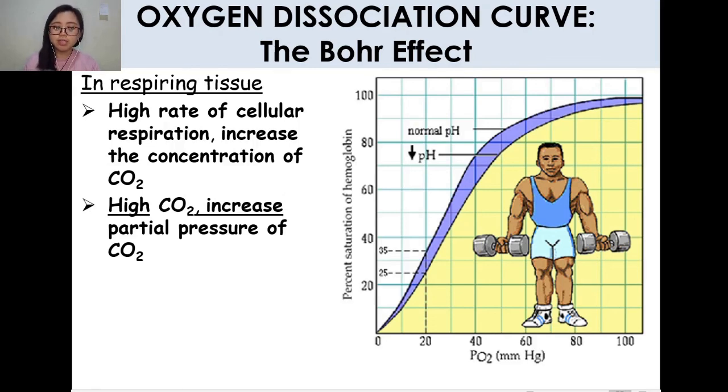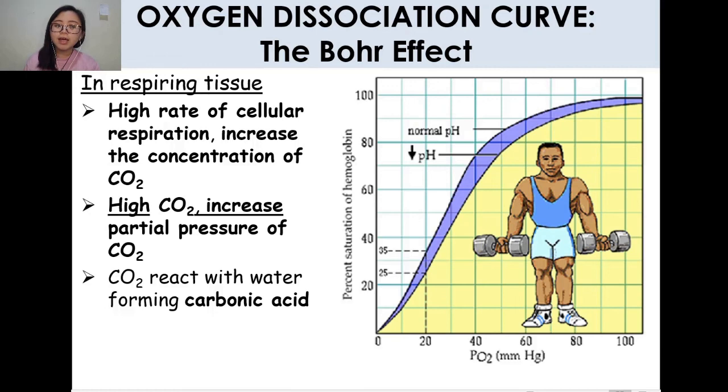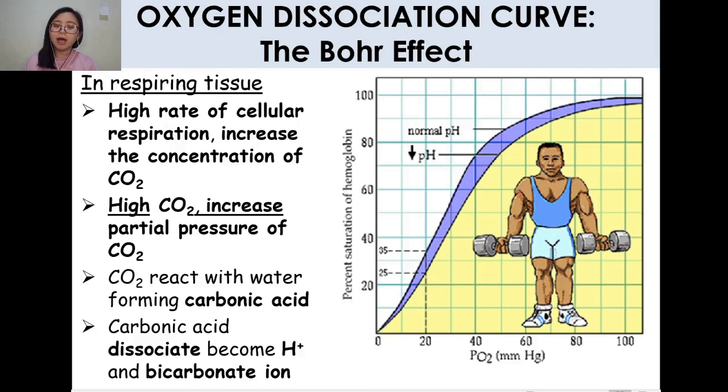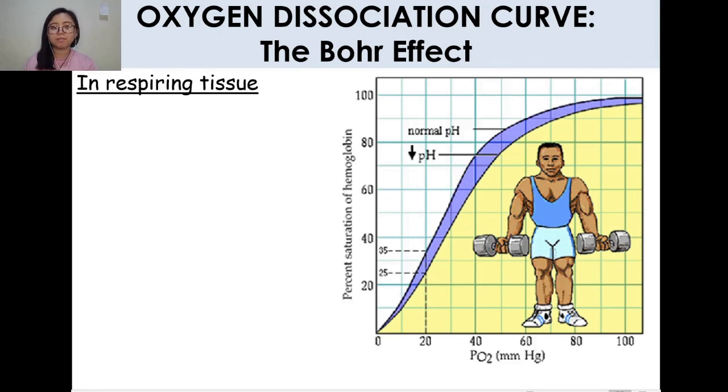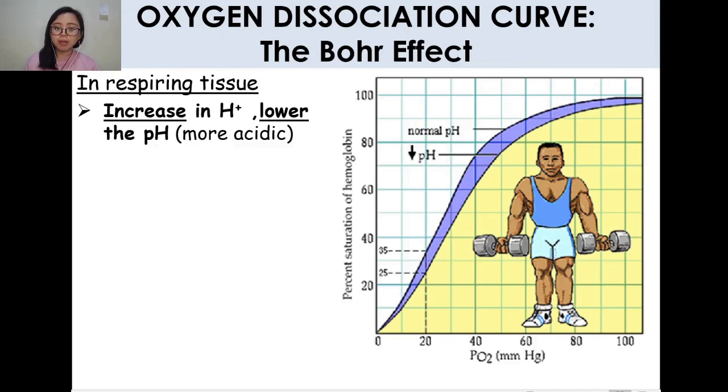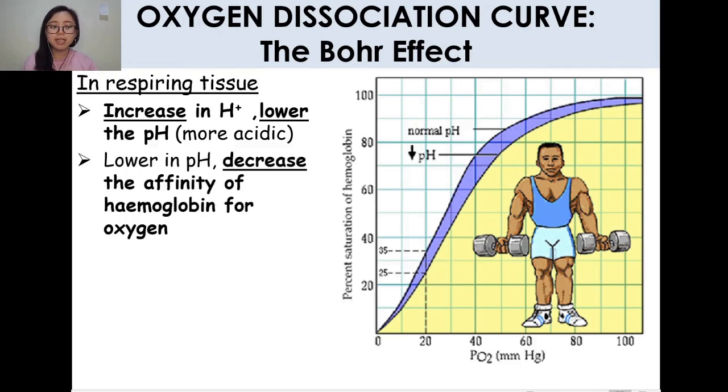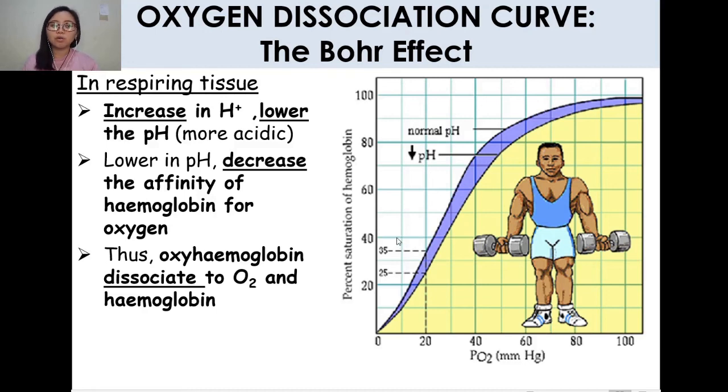With high carbon dioxide concentration, you will have increased partial pressure of carbon dioxide. This carbon dioxide will react with water, forming carbonic acid. Carbonic acid dissociates become H plus and bicarbonate ion. There is increase in H plus, so you will have lower pH, or the blood will become more acidic. When you have low pH, it will decrease the affinity for hemoglobin for oxygen. Thus, oxyhemoglobin will dissociate to oxygen and hemoglobin.